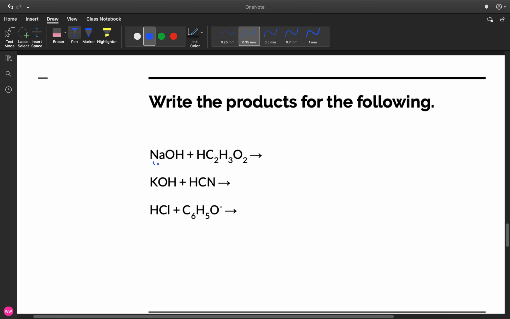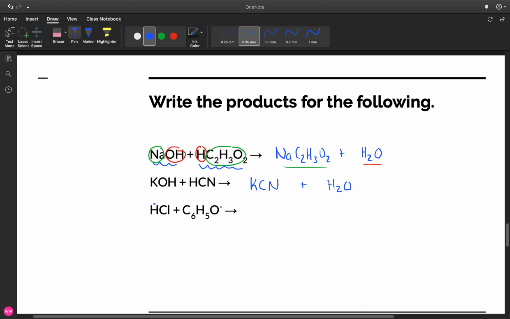So for the first reaction, we have sodium hydroxide reacting with acetic acid. The first product, if you will, would be sodium acetate. And the second product would be water, where the hydrogen and the hydroxide pair up to form the water. The sodium and the acetate form the sodium acetate. The second product is going to be potassium cyanide, KCN, and water.